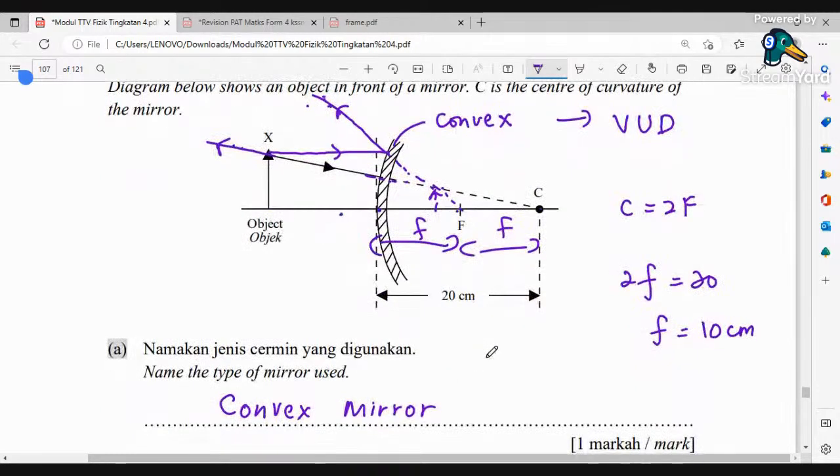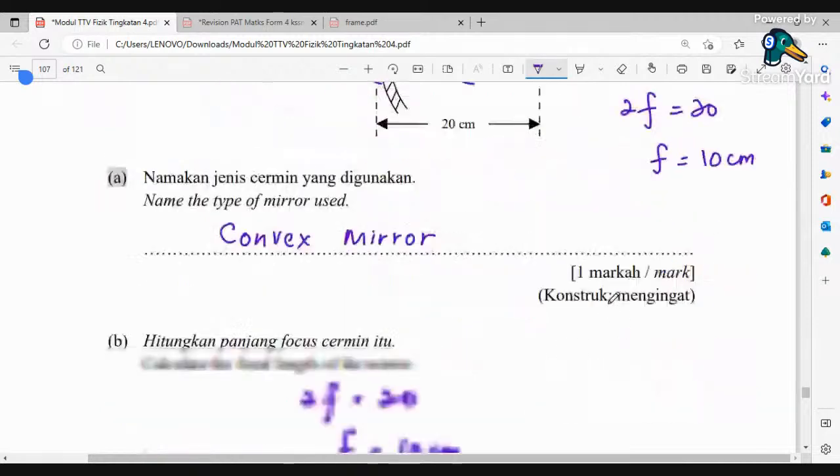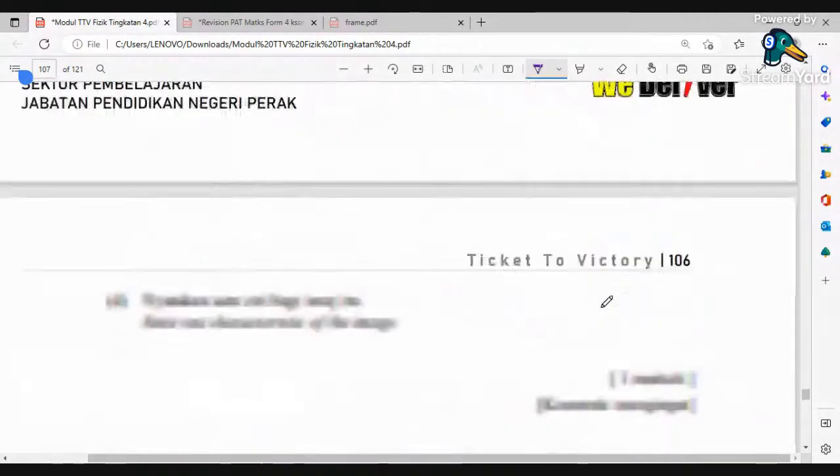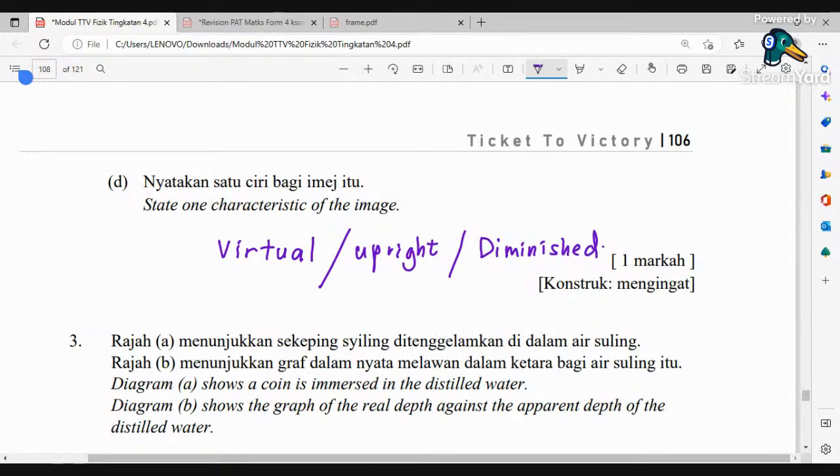Okay, tengok soalan. Kita dah complete ray diagram, dah tambah lagi satu ini. Tambah. Okay. Ini dah complete dah. Okay, state one characteristic of the image. So you boleh tulis virtual, satu saja, or upright, or okay, tulis satu saja.